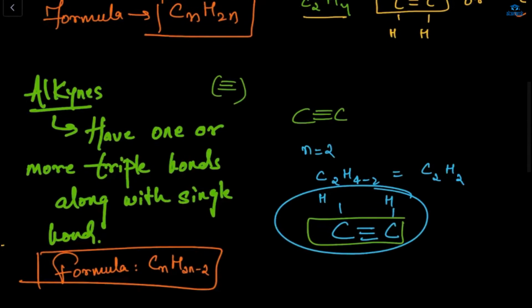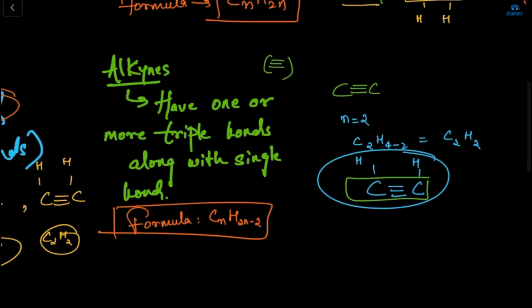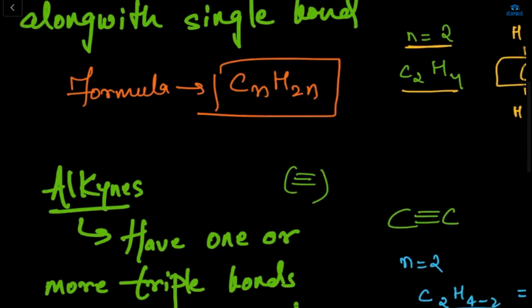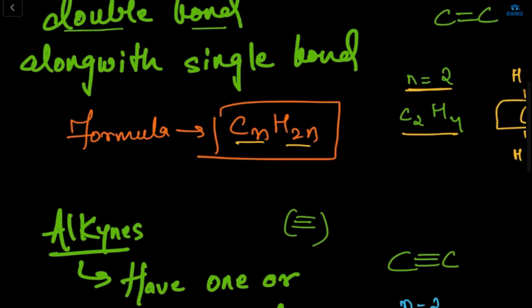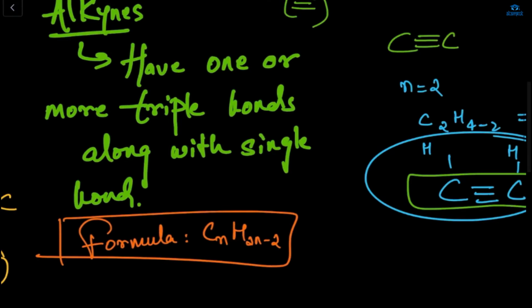Now what about alkynes? Alkynes means they will have a triple bond. And the formula of alkene is CnH2n. What was the formula of alkane, Roshni? What was the formula of alkane? CnH2n plus 2. Yeah, CnH2n plus 2. And alkene is CnH2n. What about alkyne? Alkyne is CnH2n minus 2. And they will have triple bonds between the carbon atoms.